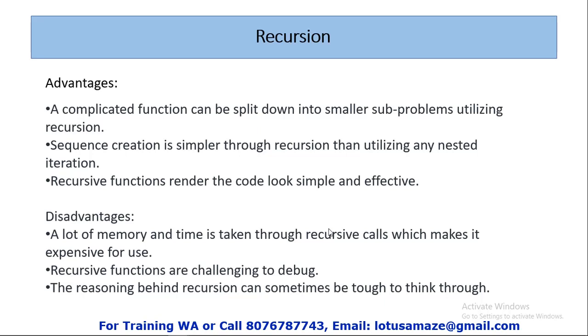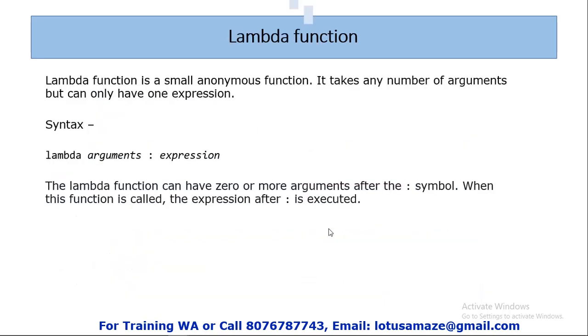Okay, so let's go to the next topic, which is the lambda function. A lambda function is a small anonymous function which takes any number of arguments. How do we write a lambda function? Lambda, then arguments on the left hand side, colon, then expression. In the expression we can do some calculation or a print statement. In a lambda function it's not necessary to pass arguments. We can have zero or more arguments. So let's look into some examples.